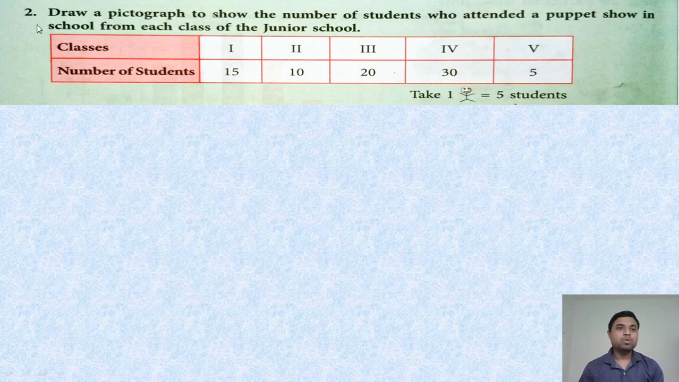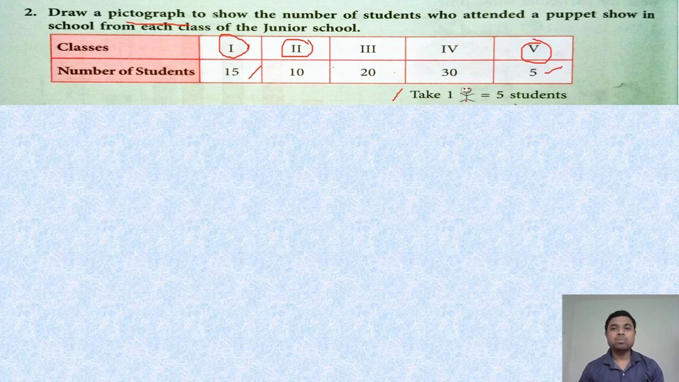Question number 2. Draw a pictograph. Okay, again you have to draw a pictograph to show the number of students who attended a puppet show in school from each class of the junior school. Class is given, number of students given. So from class 1 how many students? 15. From class 2 how many students? 10. Like this. From class 5 how many students? 5 students. And here what is the key?